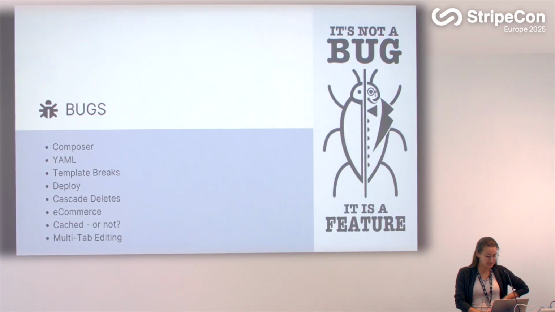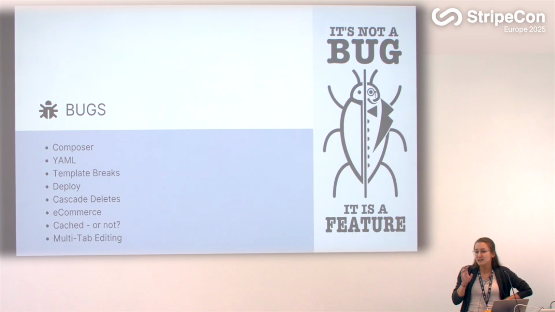I prepared some bugs for you with Composer, YAML, template breaks, deployment, cache deletes, a little bit of an e-commerce example. Then we have a little topic with cache, but it's really small. And last but not least, a little bit about multi-tab editing, or what does not work with that.